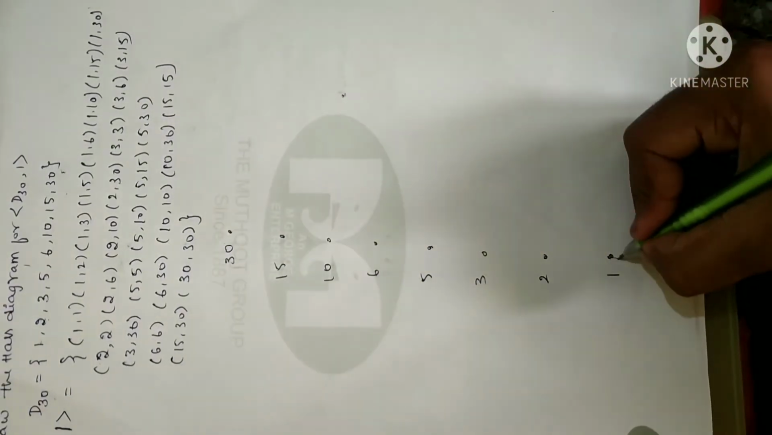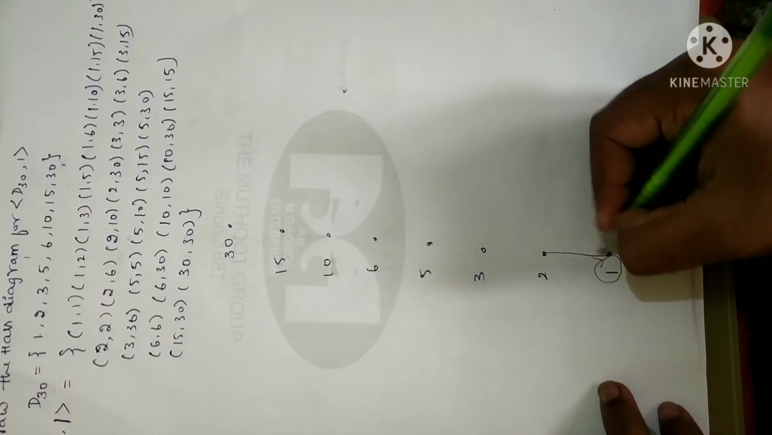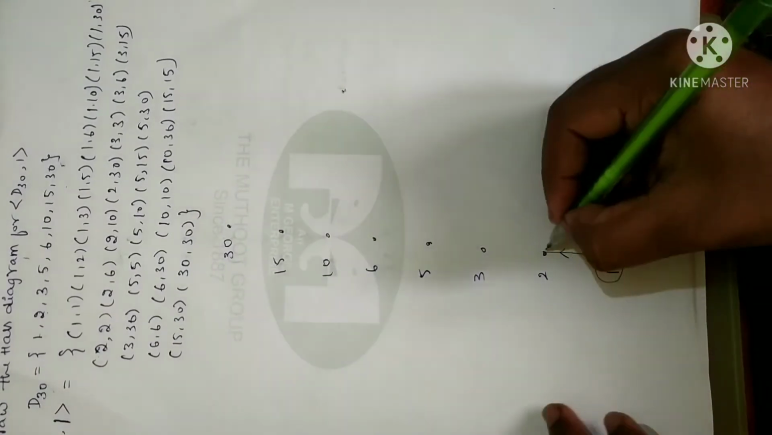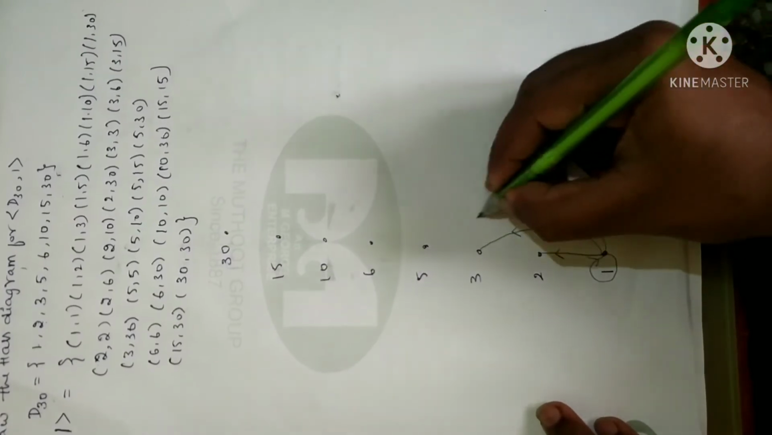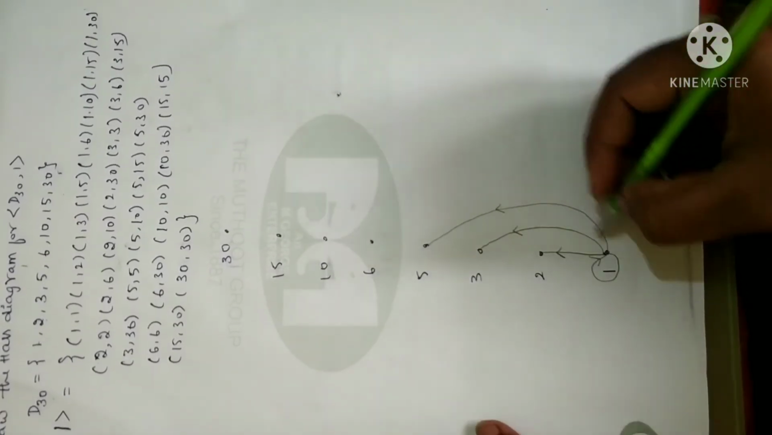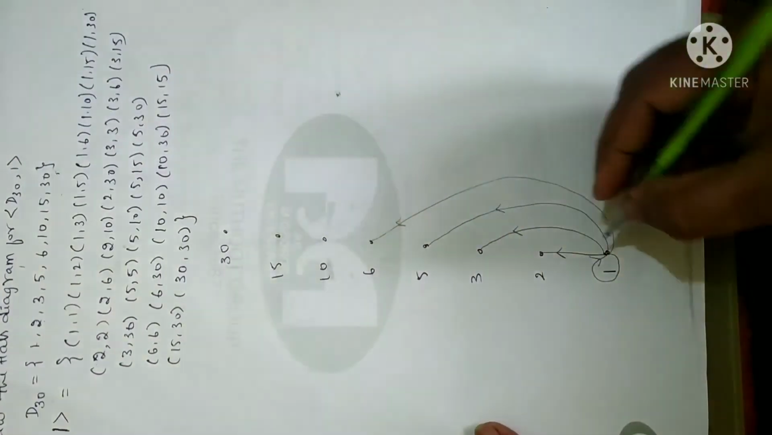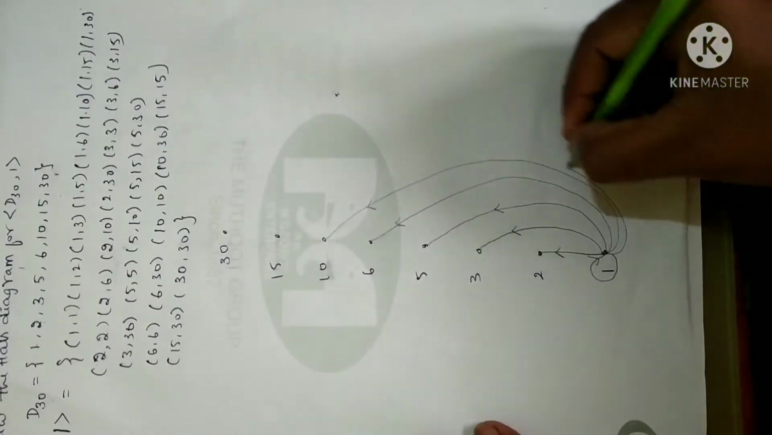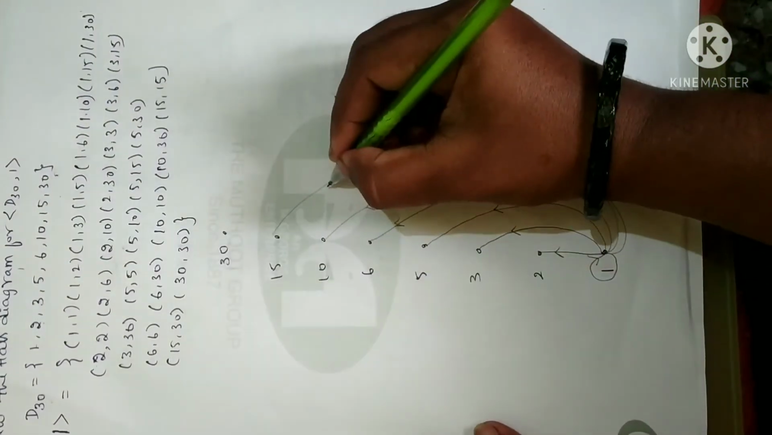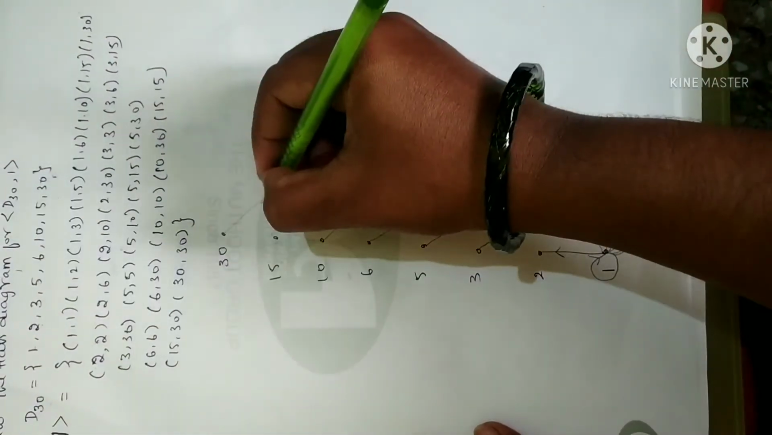Now let me keep on giving the relation. 1 has been connected to 1. Next 1 is connected to 2. Arrow mark is important. Next 1 is connected to 3. Next 1 is connected to 5. 1 is connected to 6. Next 1 is connected to 10, 15, 30. 1 is connected to 10. 1 is connected to 15. 1 is connected to 30.